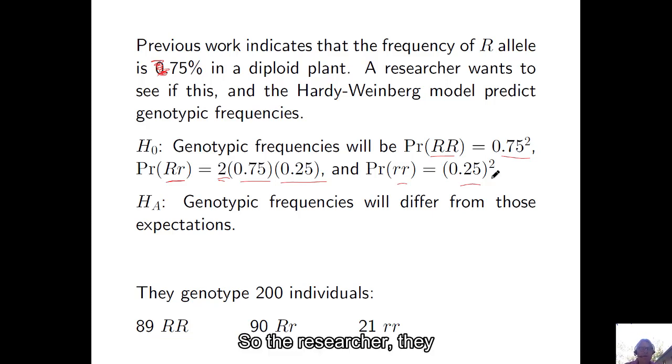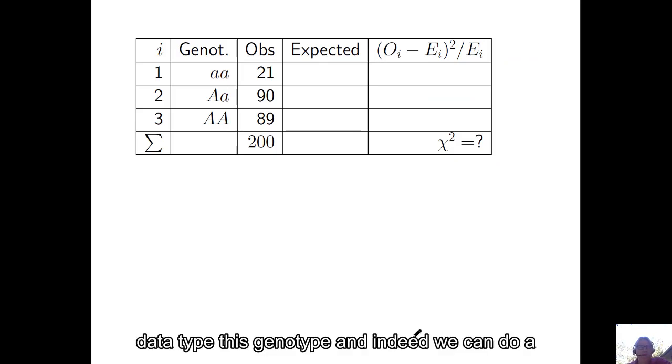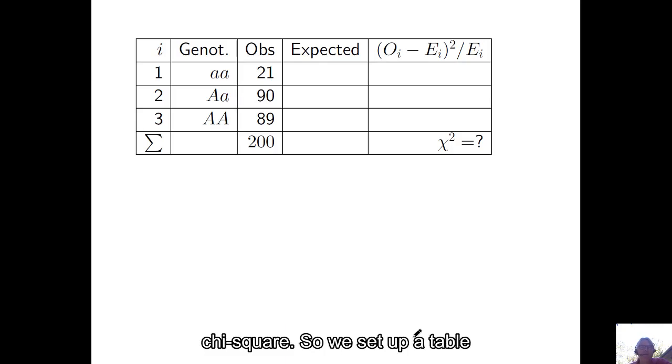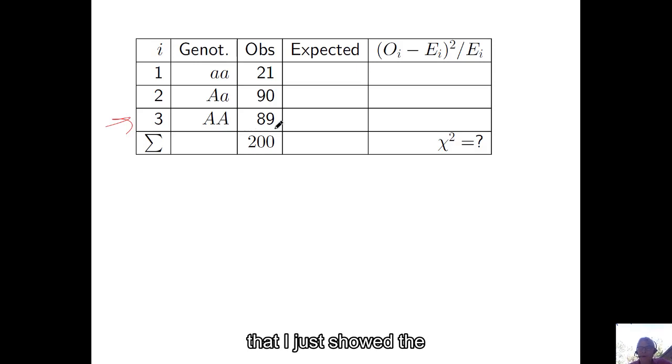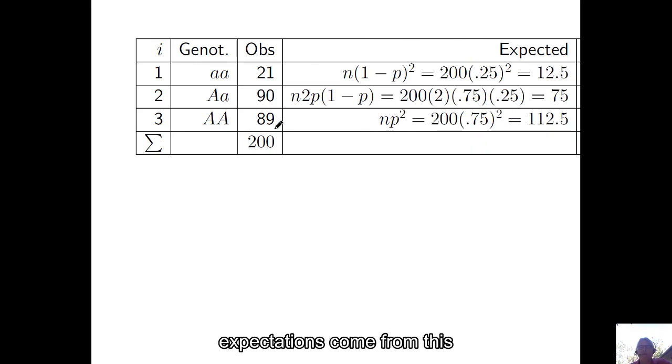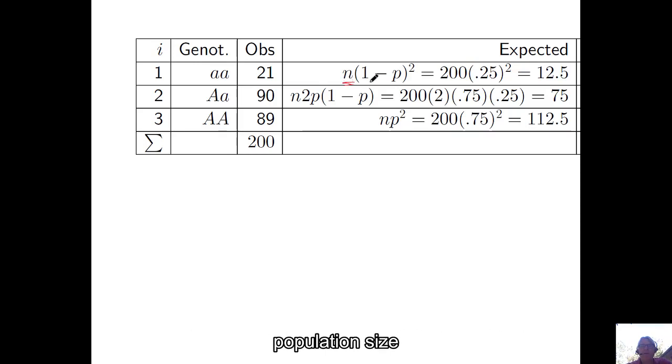So the researcher genotyped 200 individuals, and these are the data down here. And it sounds like a chi-square because we've got a categorical data type, this genotype, and indeed we can do a chi-square. So we set up a table for our 3 categories, and there's the data that I just showed. The expectations come from this Hardy-Weinberg, so just what I had previously indicated.